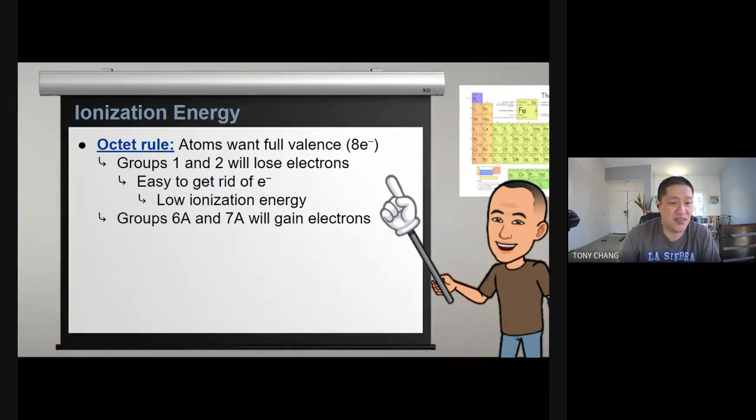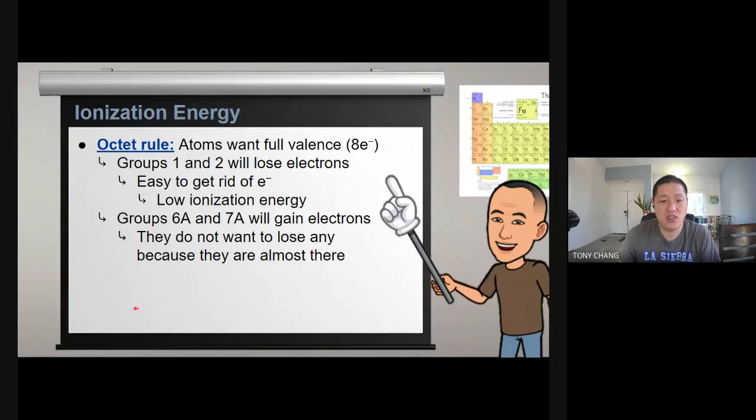Group 6A and 7A. 7A is the halogens, right next to the noble gases. They are so close to being noble. They only need 1 more electron and they're noble. Okay, group 6A, they only need 2 more electrons and they're noble. And so group 7A, they'll gain 1 electron and they'll become a -1 charge. Group 6A will gain 2 electrons. They're only 2 steps away from the noble gas. So they'll gain 2 electrons to form a -2 charge.